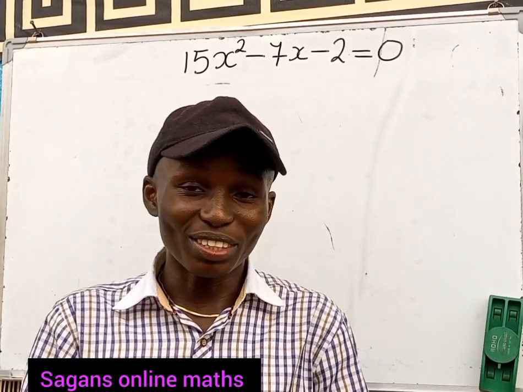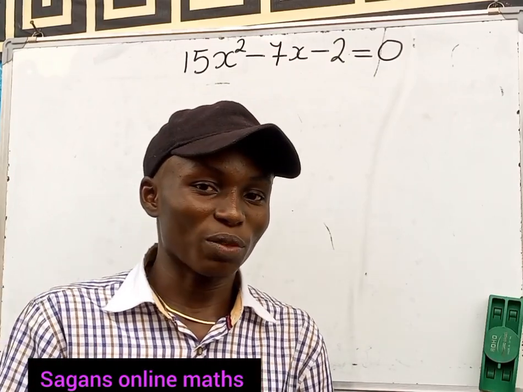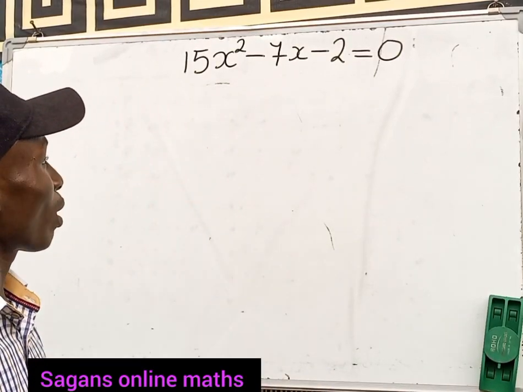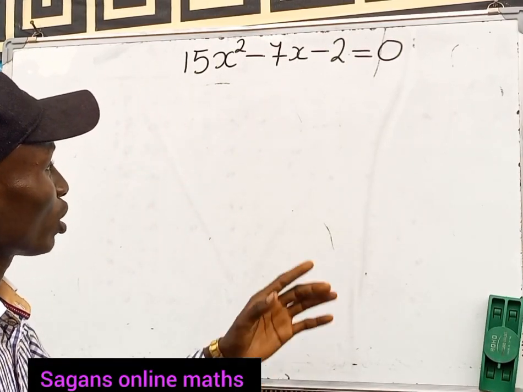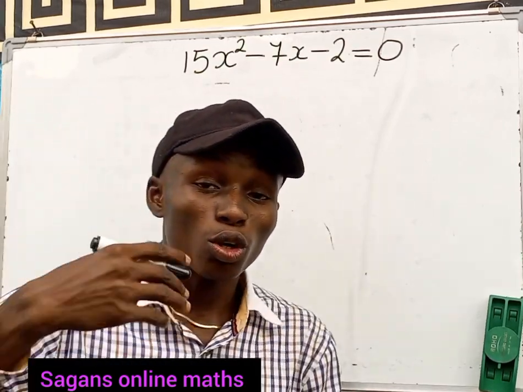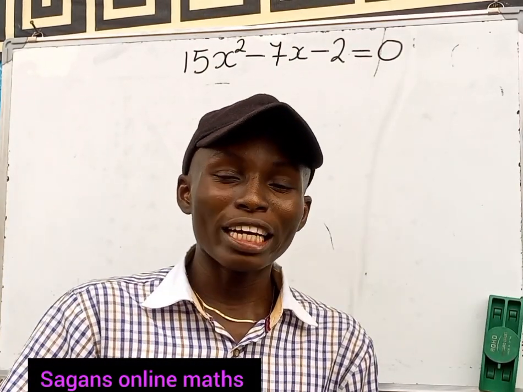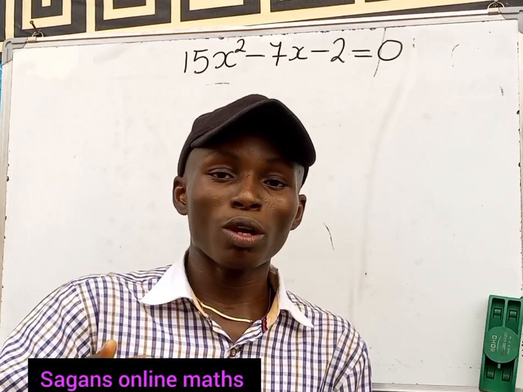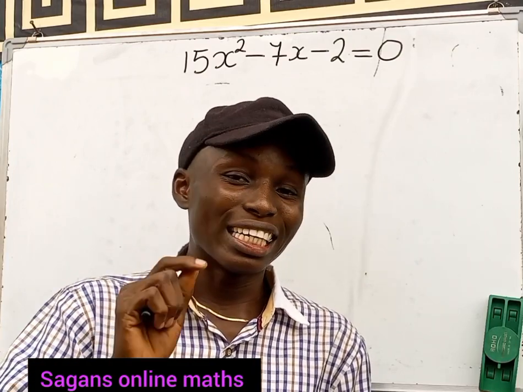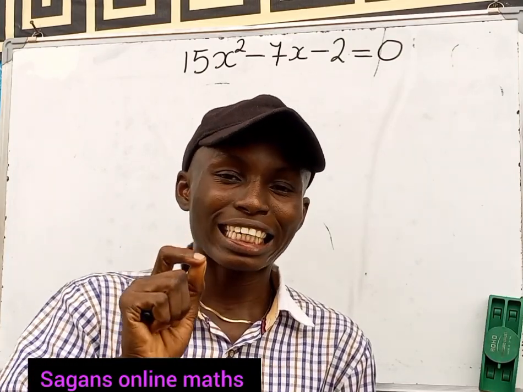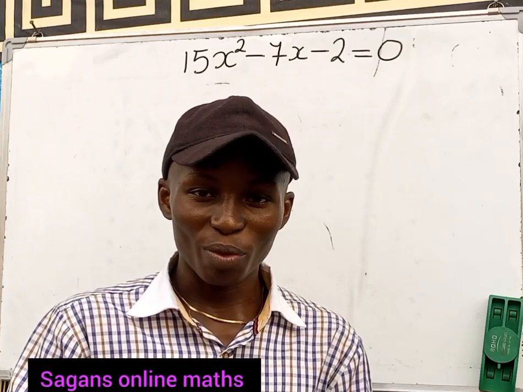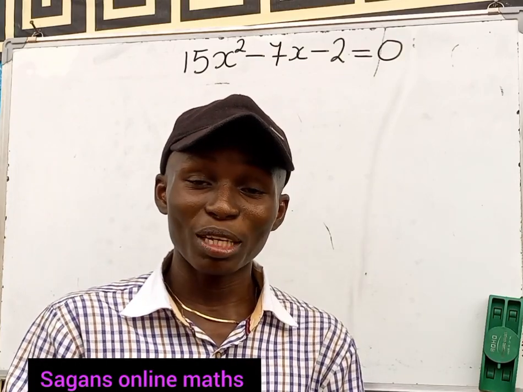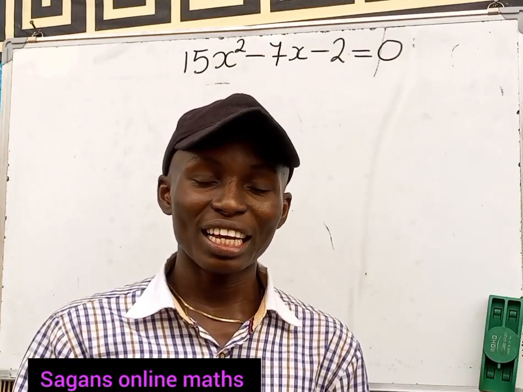Now, this is a quadratic equation. We are given that 15x squared minus 7x minus 2 is equal to 0. I want you to understand that in quadratic equations, any expression written as ax squared plus bx plus c equals 0 is a quadratic equation, which has the highest power of the unknown as 2.